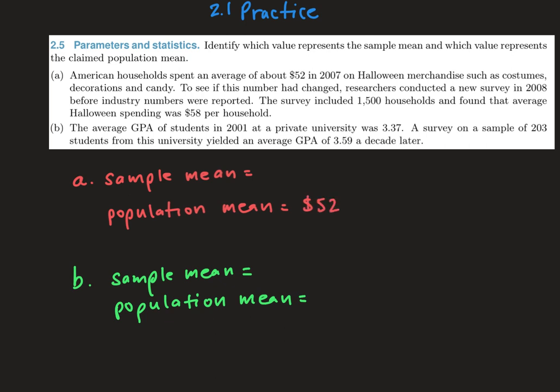And then we look to see what average, what mean, is coming from the sample that's taken, and that is the $58.